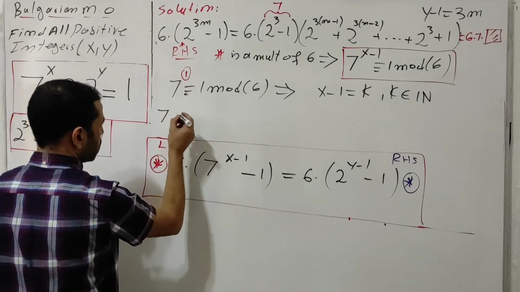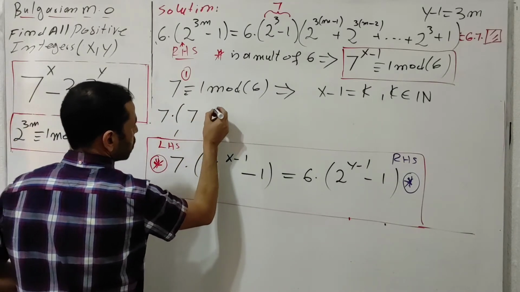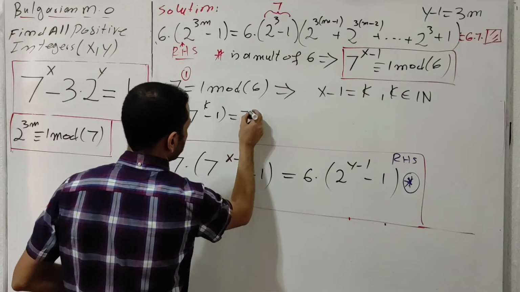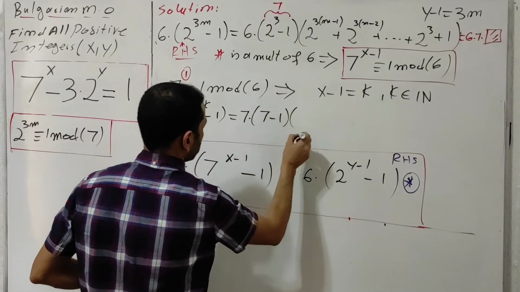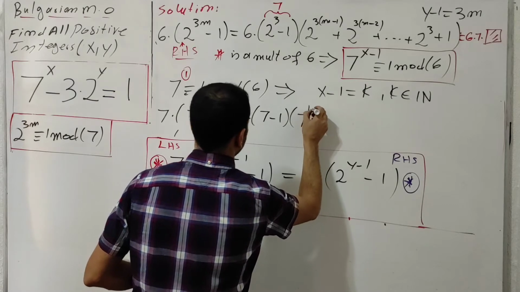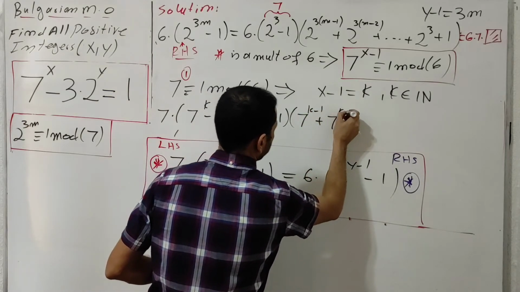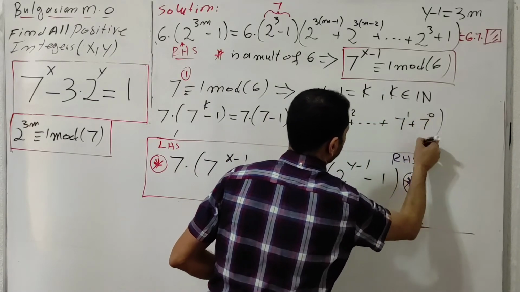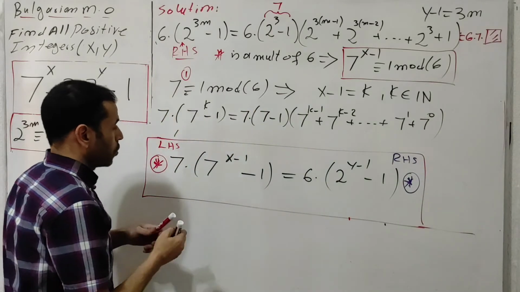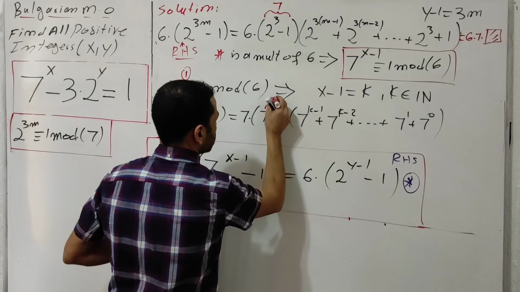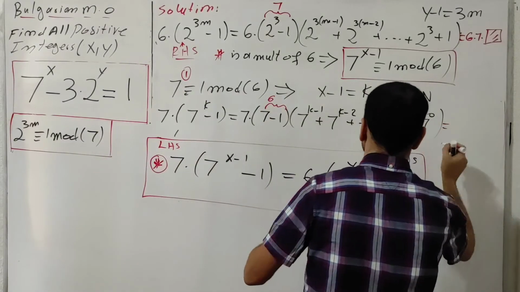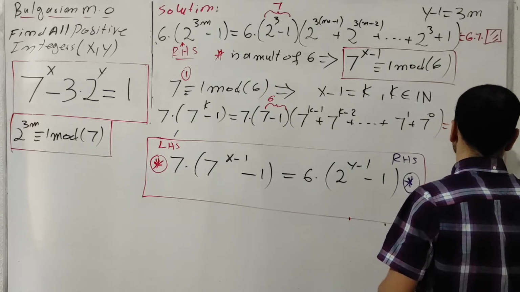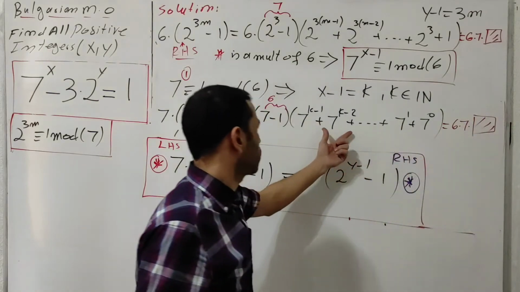I'm going to replace x minus 1 with k in this equation. I will get 7 multiplied by 7 to the k minus 1. I'm going to factor out this one. I will get 7 multiplied by 7 minus 1 multiplied by 7 to the k minus 1 plus 7 to the k minus 2, and so on and so forth until you get 7 to the 1 plus 7 to the 0, which is 1. So this term equals 6. That means this whole expression equals 6 multiplied by 7 multiplied by this box. What I mean with this box, I mean this expression, this term.